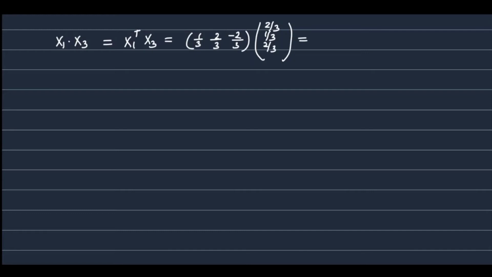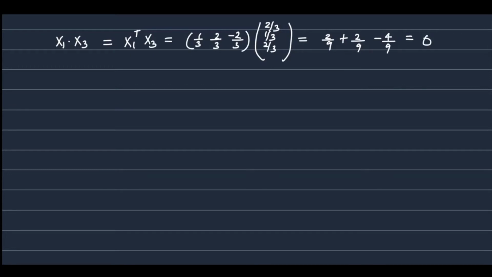Next we will check x1 dot x3. x1 dot x3 is defined to be x1 transpose x3. Now x1 transpose is 1 by 3, 2 by 3, minus 2 by 3, and x3 is 2 by 3, 1 by 3, 2 by 3. When we do the matrix multiplication, we get 2 by 9 plus 2 by 9 minus 4 by 9. So again we get 0.